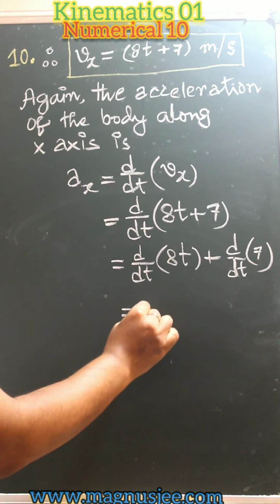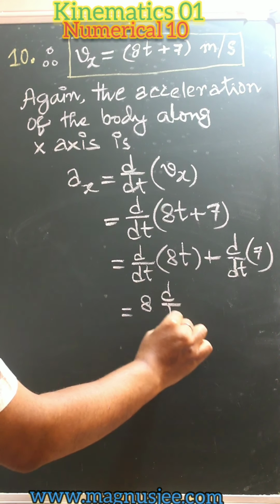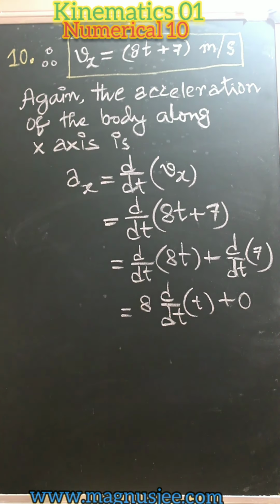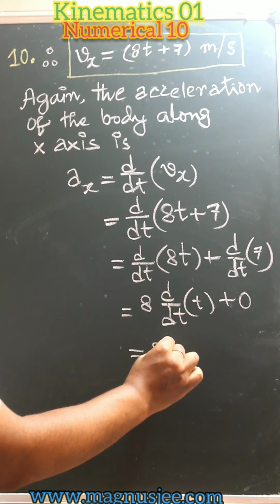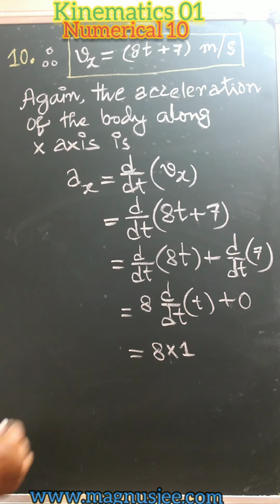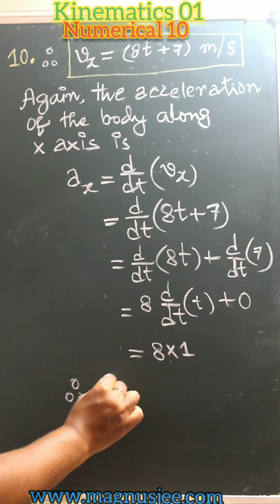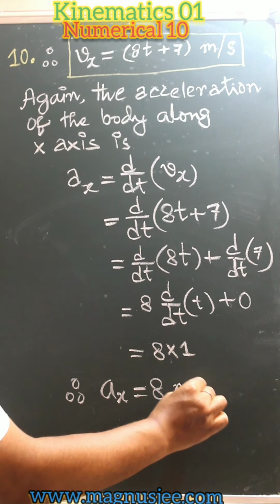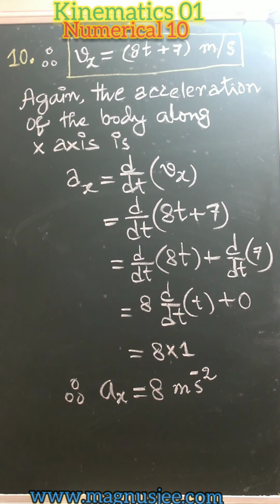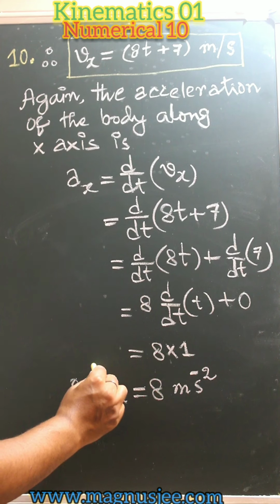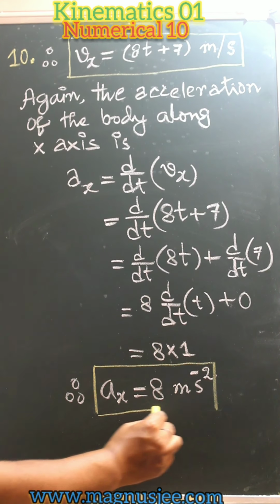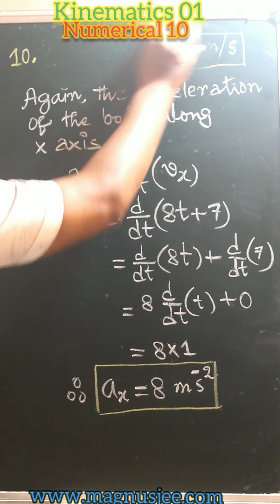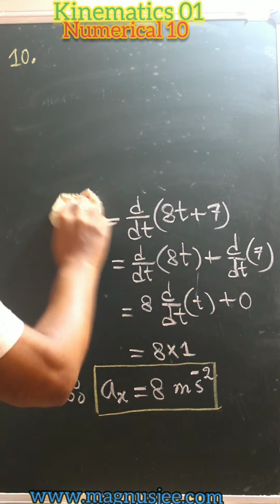Now 8 is constant. We can bring 8 outside d by dt. 8 times d by dt of t, plus 7 is constant, that's why its derivative is 0. And d by dt of t is 1. Hence we get ax as 8 meter per second square. That is the acceleration of the body along x-axis.